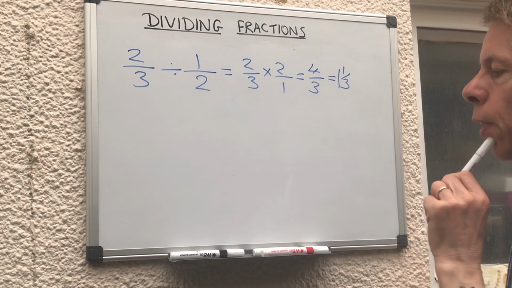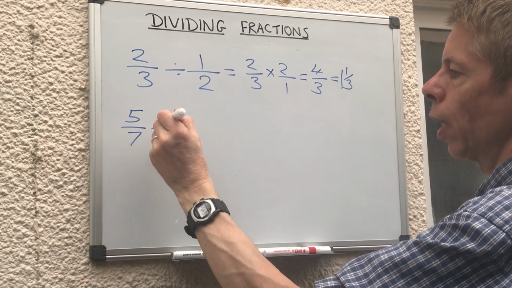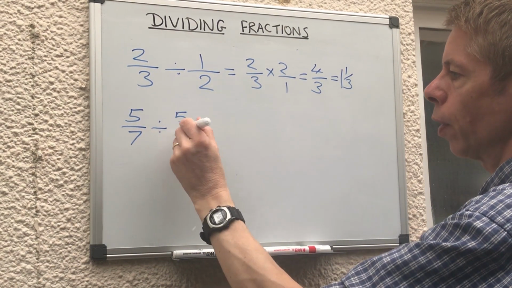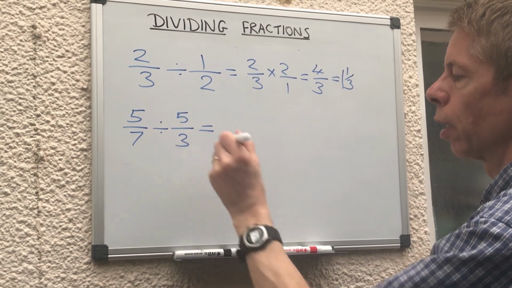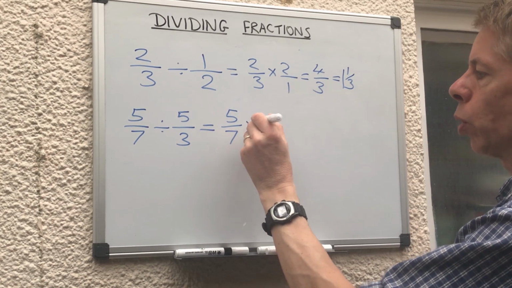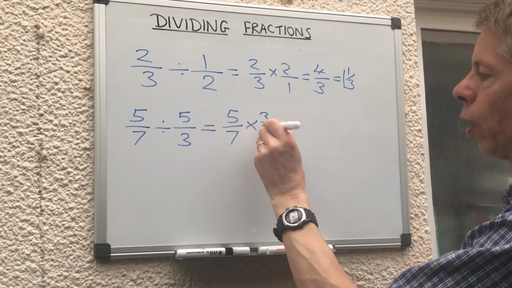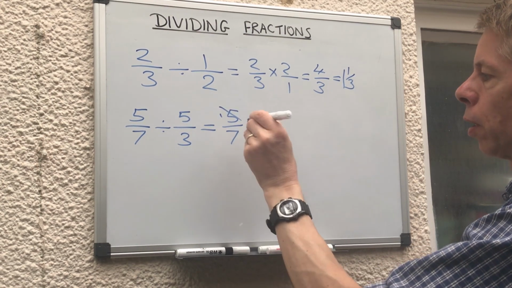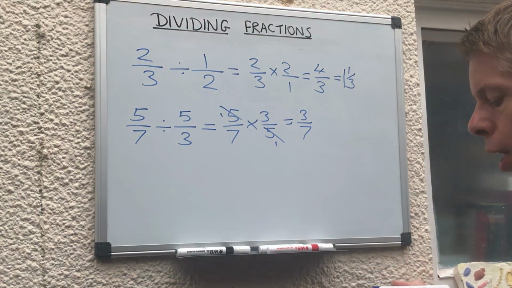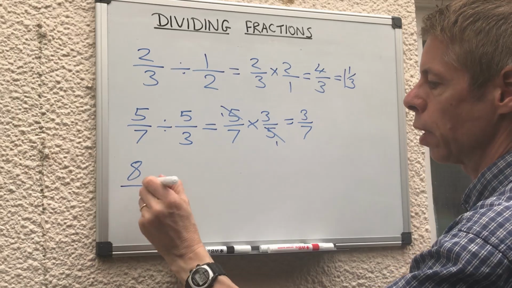Okay, next one, 5/7 divided by 5/3. Okay, so once again, we put the 5/7 here, multiply, turn that one upside down, invert it, 3/5, you've got a cancellation here, so we end up with 3/7. Okay, last one, then it's going to be over to you for your test questions.